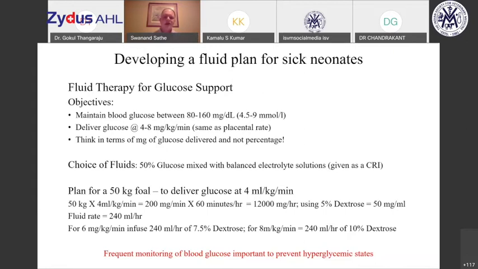If you're using a 6 milligram per kilogram per minute infusion, you can raise the concentration of glucose to 7.5%. If you're using 8 milligrams per kilogram per minute of glucose, you can use the 10% dextrose range in order to deliver the same amount of fluid. Remember, you're delivering the same volume of fluid, which is 240 ml per hour, without increasing the volume, so that you're not causing any overhydration in these foals.